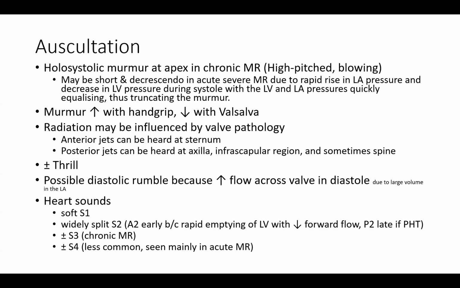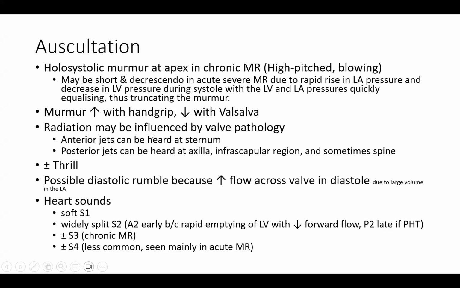In acute MR, there's high pressure in the LA and decreased pressure in the LV during systole. So as the LV contracts, the atrial pressure rises, and then they equilibrate quickly. So this might truncate the murmur. So instead of pansystolic, we could have the murmur being shorter, I think early or mid-systolic, right? Stopping before the end of systole.